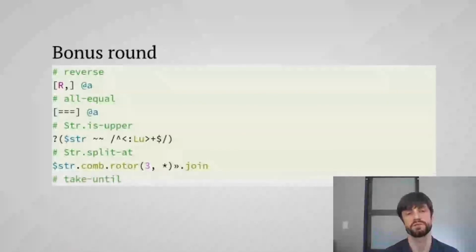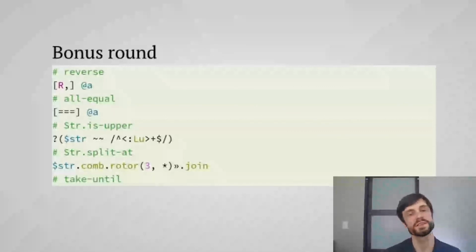Here, the rotor implementation is saying, I want to turn this into a two-element list. The first should have 3 items in it, and the second should have everything other than 3. But you can obviously have the full power of Raku list manipulation to deal with that list once you get the list of characters.